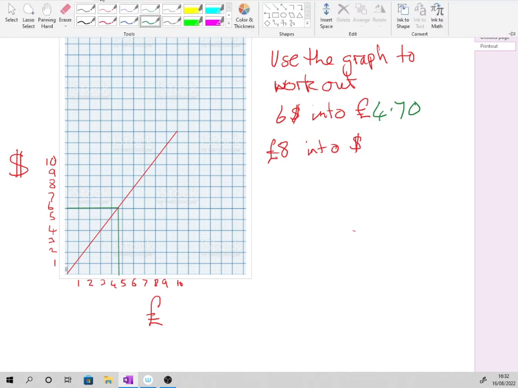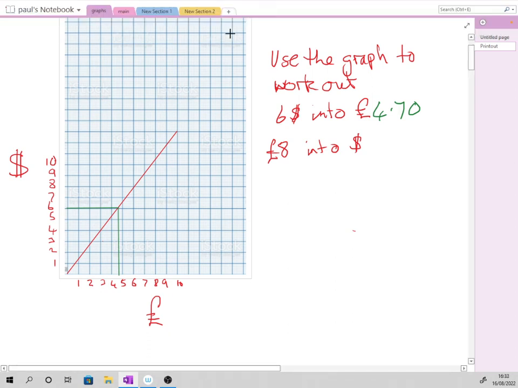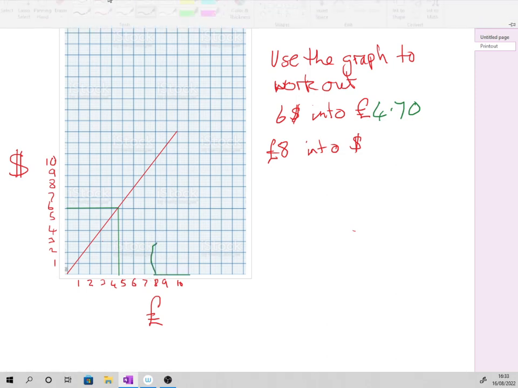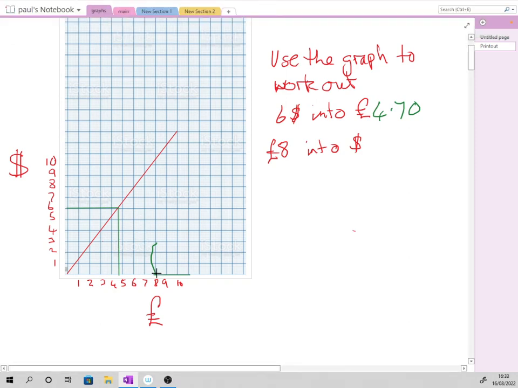The other way, £8 into dollars. So you've got £8 up to the line. When you hit the line, go across to the dollars and go there. And that's probably, if that's 9, that's 10, that's 11. It's probably $10.50.